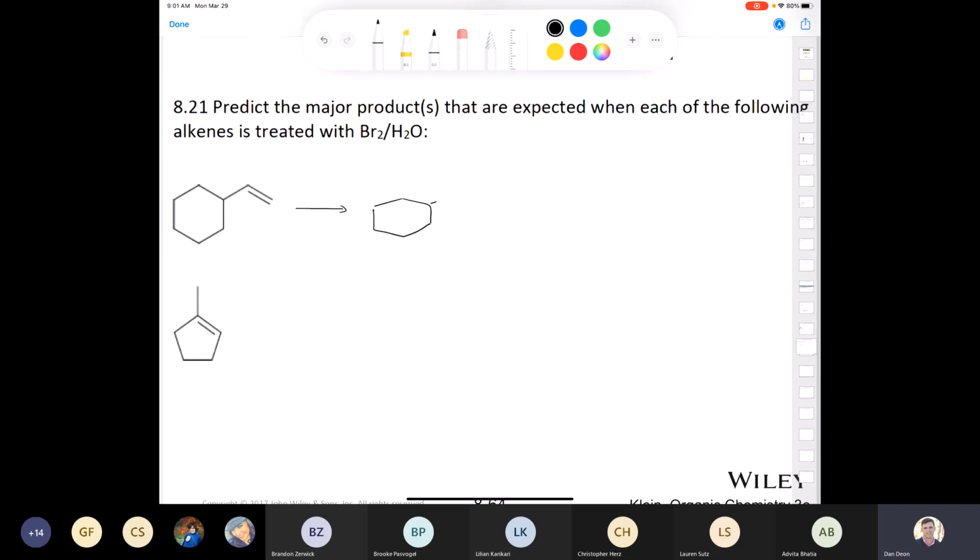Like this. And I like to draw the intermediate. If you're the kind of person that doesn't need to draw it, if you're just able to say, well, this is the more hindered carbon, so the hydroxyl is going to add here. If it's pointing up, then the bromine is going to be pointing down. This isn't a stereocenter, and I'm going to get this compound, and its enantiomer. Okay, and that is the correct answer.